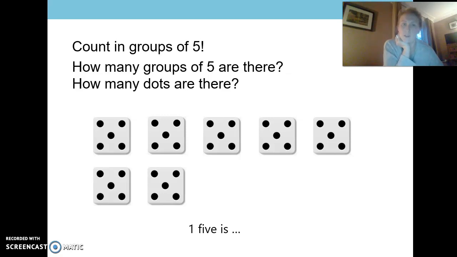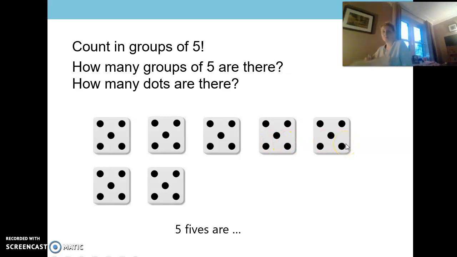How many groups of 5 are there? And how many dots are there? So if we looked at one group of 5, 1 5 is 5. 2 5s are, so we know we need to go now, 5, 10. 3 5s are, let's do this again, 5, 10, 15. 4 5s are 5, 10, 15, 20. 5 5s are 5, 10, 15, 20, 25. Like this.